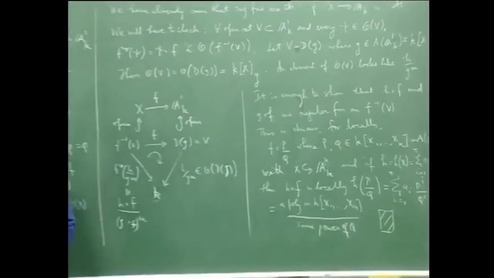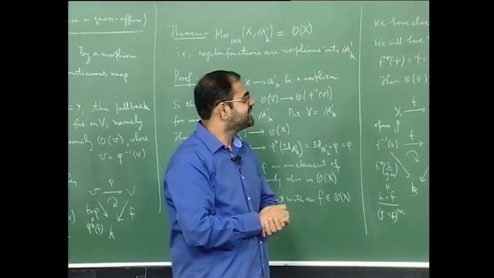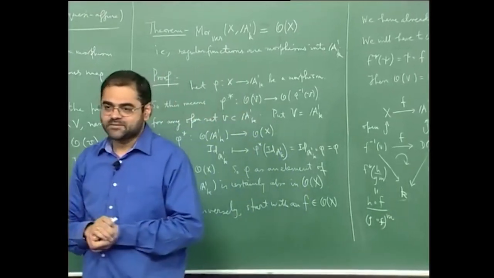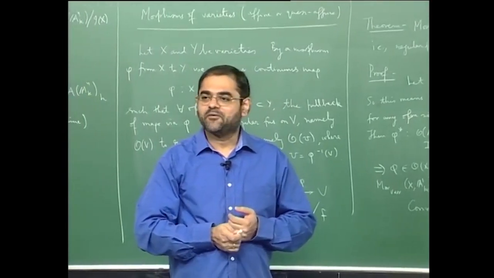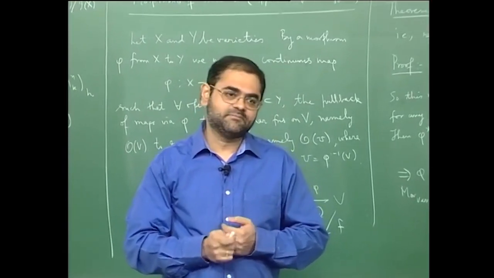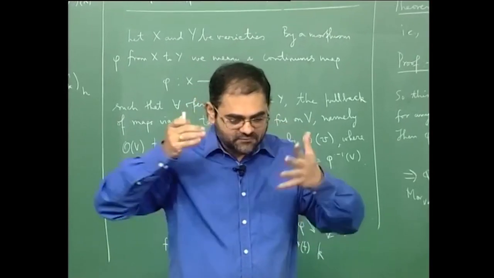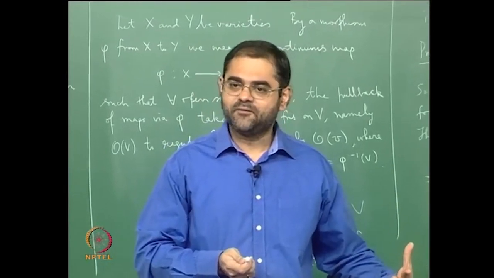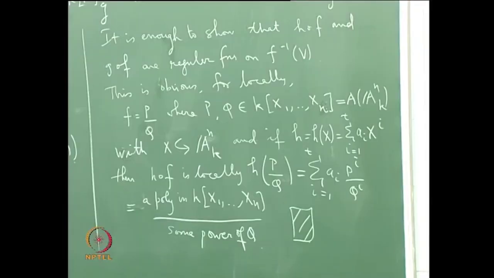So the moral of the story is that if you really think about it, it is very clear that a regular function is also a morphism. So there is no difference between regular functions on a variety and morphisms into A1, there is absolutely no difference, okay. So the beautiful thing is that to define a morphism we started with regular functions and then found that regular functions are themselves special cases of morphisms, okay, and that in that sense it should not be very surprising.